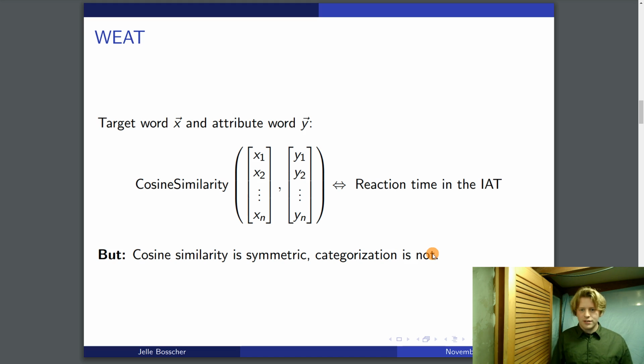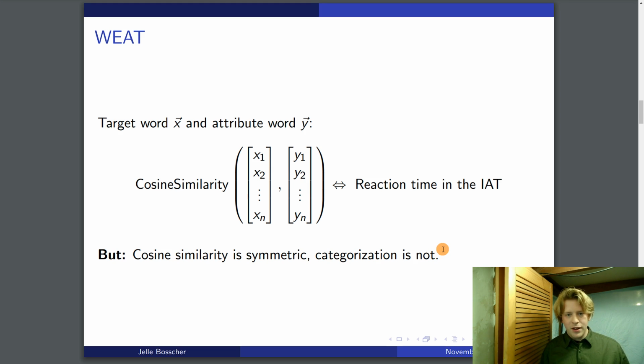So what they do is, again, they take the cosine similarity of two vectors, and they take that as analogous to the reaction time in the IAT. However, there's one problem, and this is where my thesis comes in, namely that cosine similarity is a symmetric measure. So nurse is as similar to woman as woman is to nurse, but that is not how the IAT is set up. Categorization is not a symmetric measure.